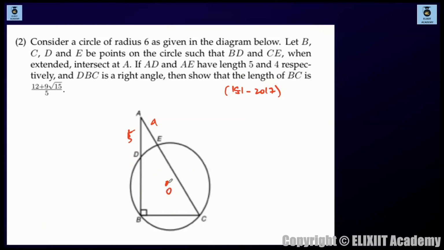So the thing is, how do we approach this first? One by one. Target is BC. One thing I can see from here is, if you join this, let's see what we can get. This CD is the diameter, and CD is 12 units. Why 12? Because the radius is given to be 6 units.